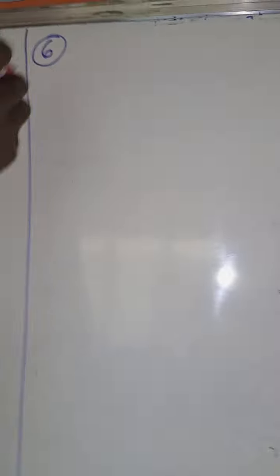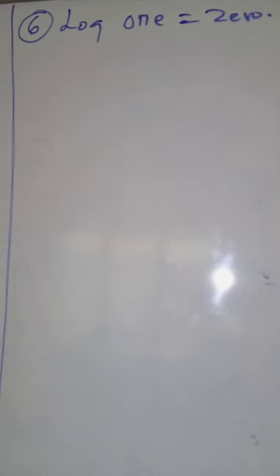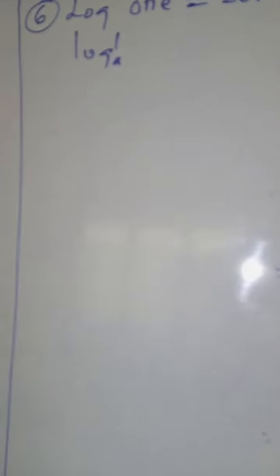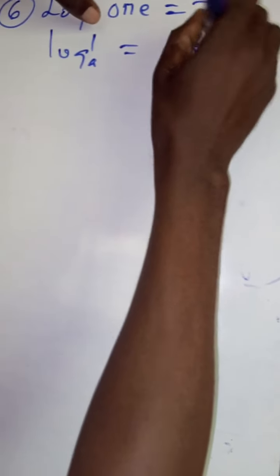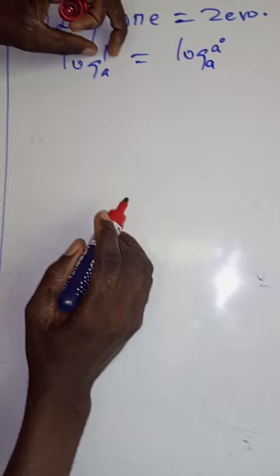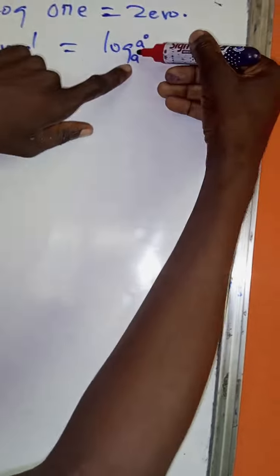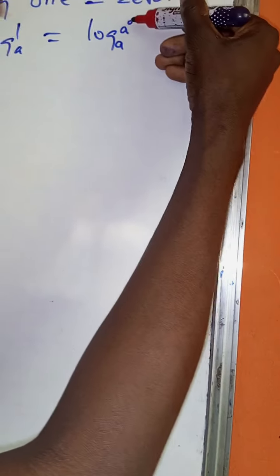we have log 1 is always equal to 0. Let's say, for instance, log 1 base a. The meaning is that I can change this 1 to be log a raised to power 0 base a. I'm changing it to a kind of log that is in consonance with this base. So a raised to power 0 is the same thing as 1, and I am replacing it.